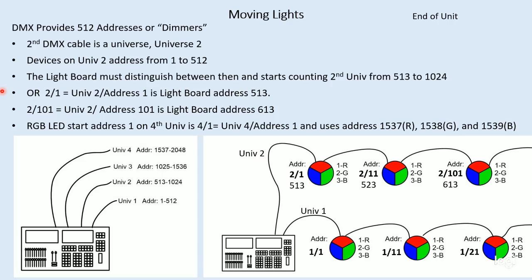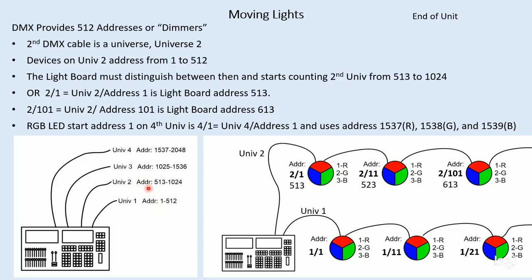The way that we get more addresses is by essentially adding what's called a DMX universe. It's a second DMX cable that comes out of the light board and runs all the way back to the light board. And that second universe also has just 512 addresses available on it. So if I look at my universe 1 patch down here, my first device is going to be at address 1, address 11, address 21.